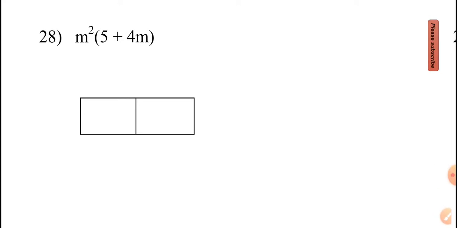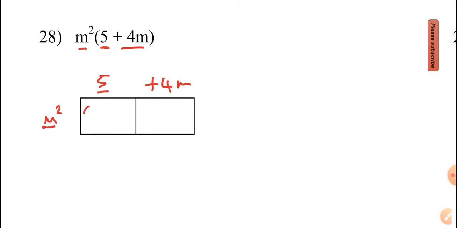So we're looking at question 28 now. Because I can see m square outside the bracket, I'm going to write this m square on the left, and I can see 5 inside the bracket, so the 5 will go on top there, and I can see plus 4m inside the bracket, so I'll write plus 4m on the top there.